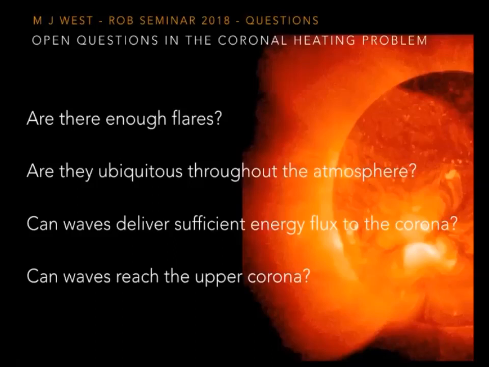Are there magnetic fields penetrating all these regions, and is magnetic reconnection going on and actually heating these regions of the solar atmosphere? And it's not clear. Secondly, can waves deliver sufficient energy flux to the corona? We see that there's ample motions coming through the lower solar atmosphere, but it's not clear how the waves actually break in the outer solar atmosphere, how they actually deposit their energy. So can they reach the upper corona, and is there enough of them to actually heat these regions?